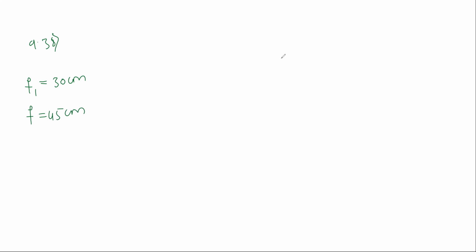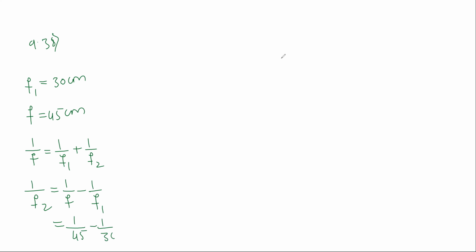So for a pair of optical systems placed in contact, the equivalent focal length is given by the formula 1 by f is equal to 1 by f1 plus 1 by f2. So we have to calculate f2: 1 by f2 is equal to 1 by f minus 1 by f1. So just substitute the f value 45 and the f1 value 30. After simplification we are getting minus 1 by 90. So what f2 value did we get? f2 is equal to minus 90 centimeter.